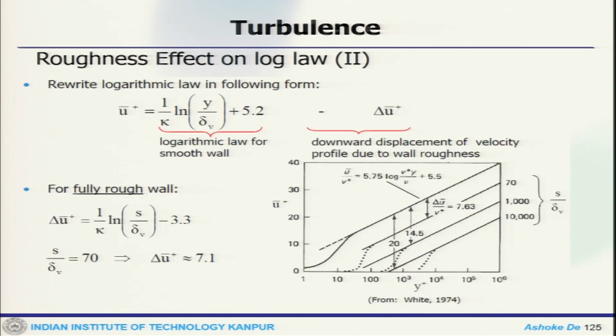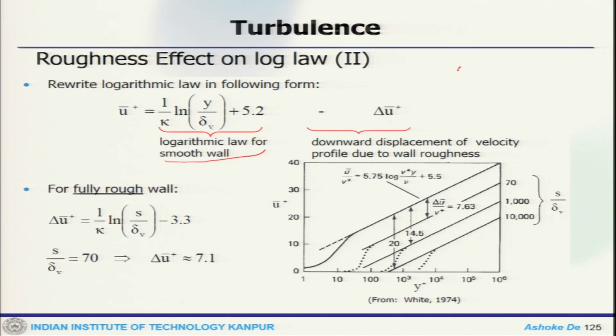Now, in the second situation, one can rewrite the logarithm law in the following form. We can write u plus equals 1 by kappa ln y by delta_v plus 5.2 minus delta u plus. The first part will represent my logarithm law for the smooth wall, that is my smooth wall effect, and then this is the displacement of the velocity profile due to roughness.